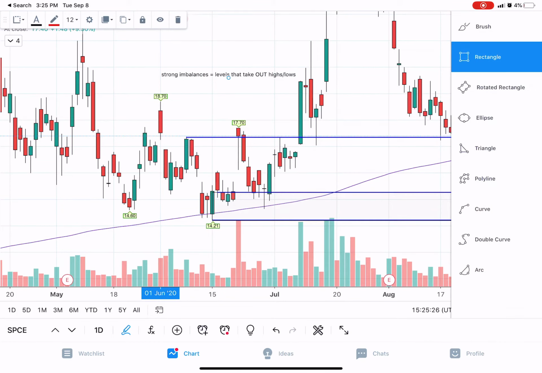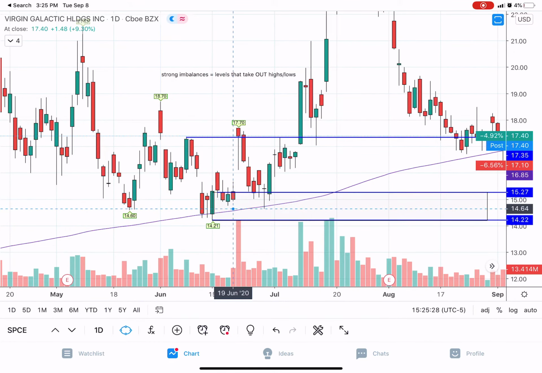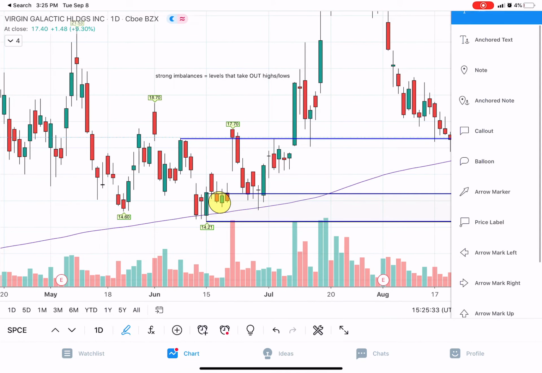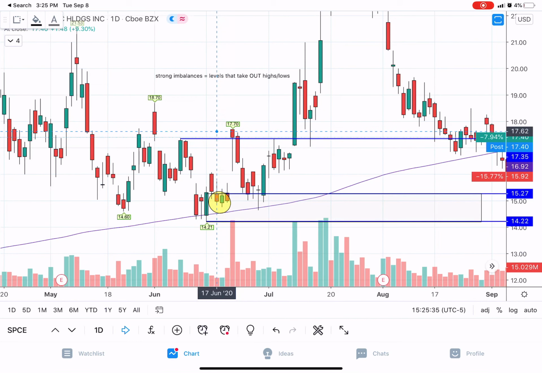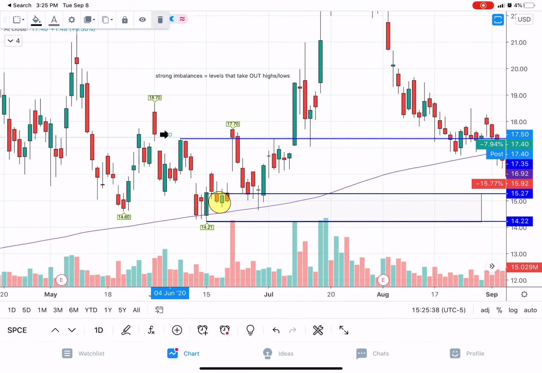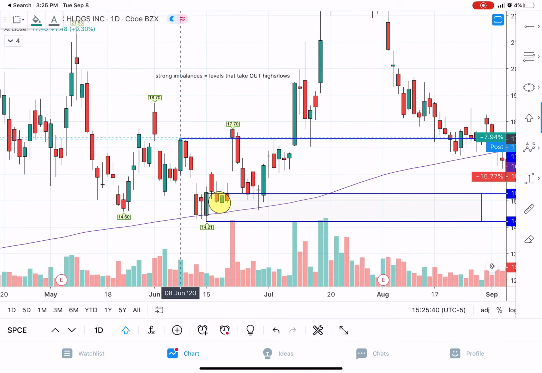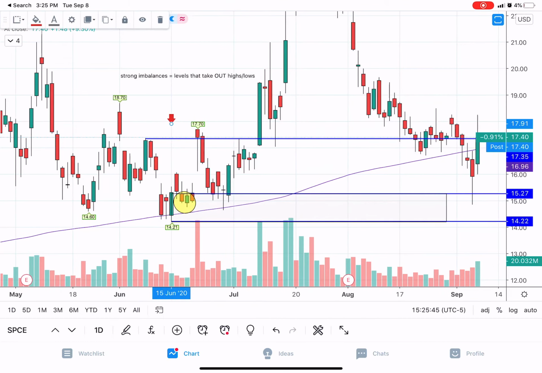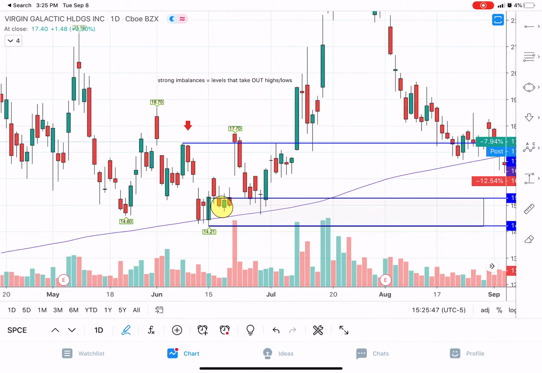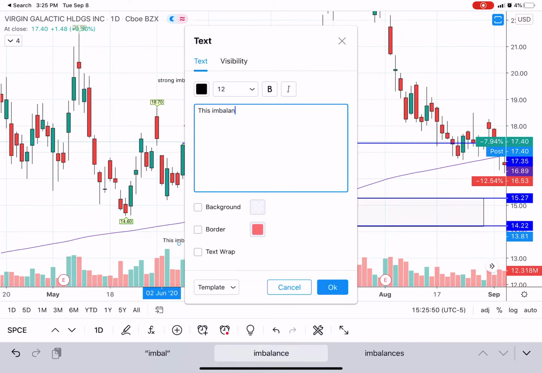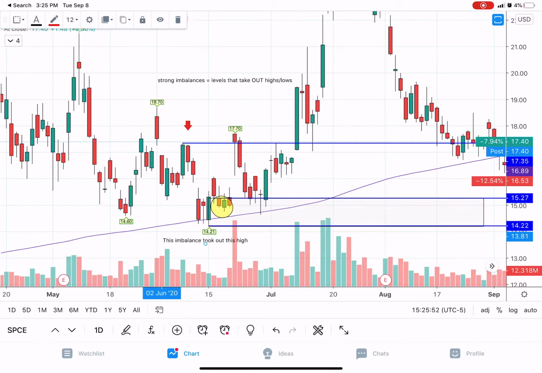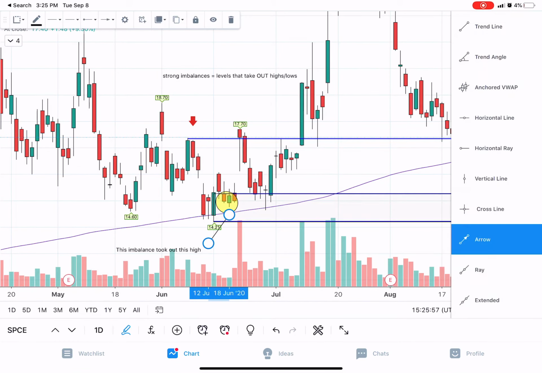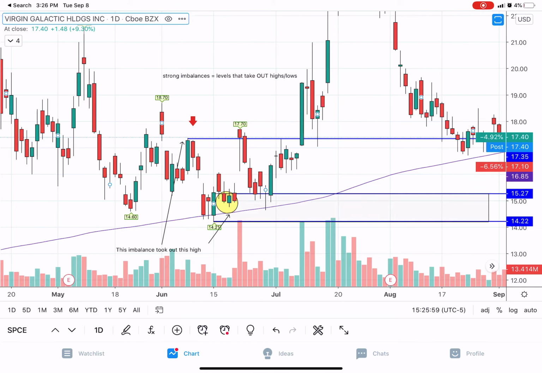So here we took out this imbalance, this drop rally imbalance, this level right here took out this imbalance right here. Sorry, it took out, nope, wrong way. It took out this high. Right, this imbalance took out this high. So this one took out that high.